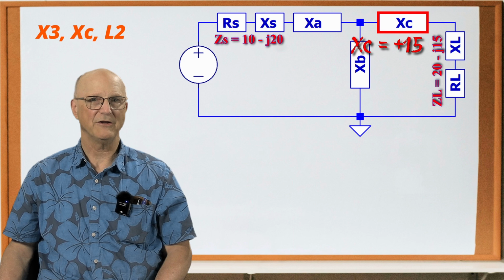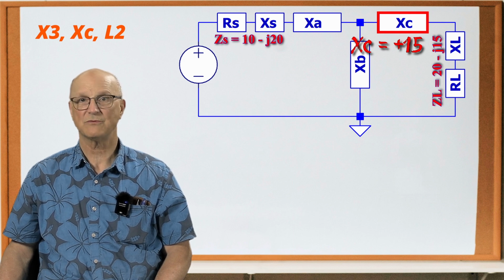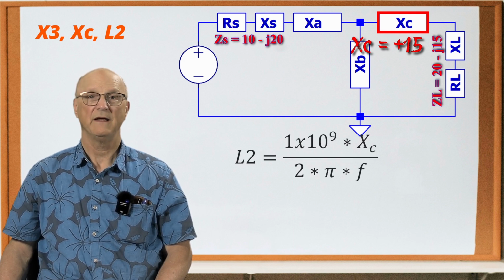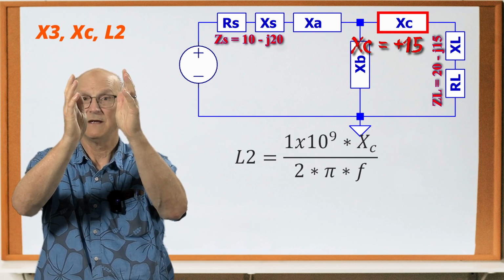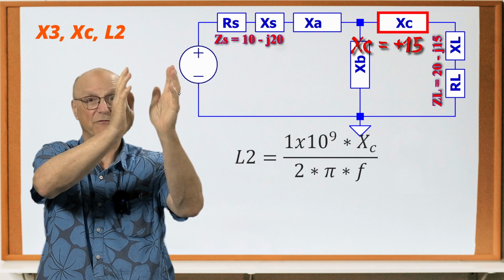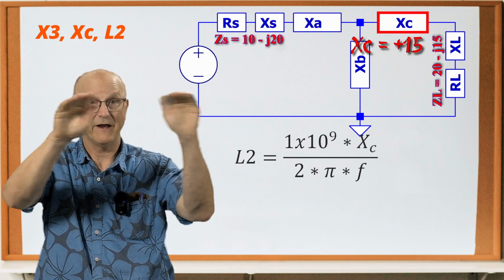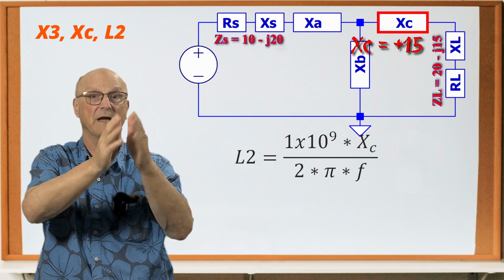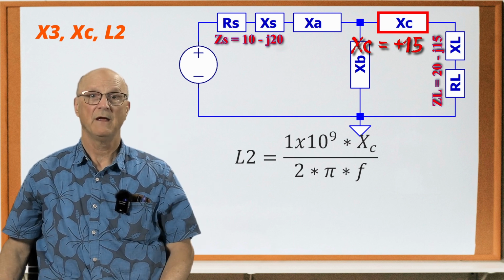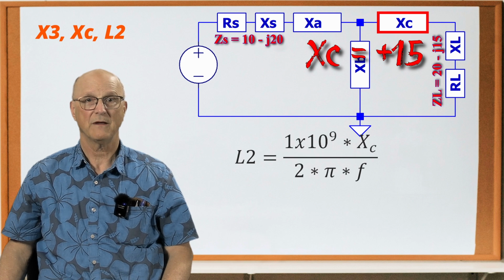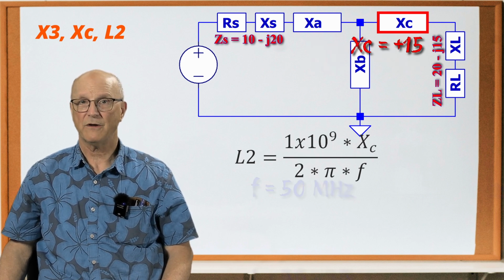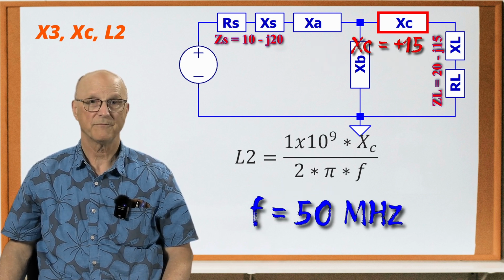And we find the value of this inductor in nanohenries with this formula. L2 is equal to 1 times 10 to the 9th times the inductive reactance XC divided by 2 times pi times the frequency in hertz. And we know that XC is a positive 15, and we know the operating frequency is 50 megahertz.